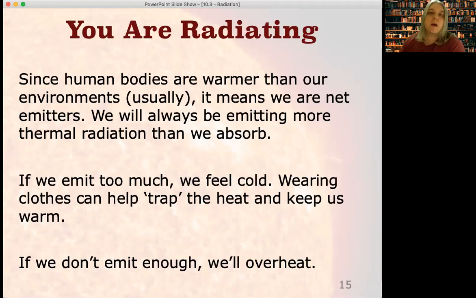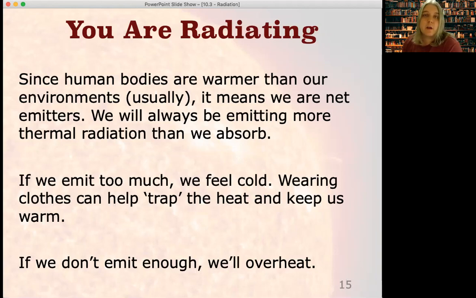If we emit too much, then we feel cold. Right? And if there's a big temperature difference between the environment and us, then that net heat flow rate will increase and we'll lose lots of energy and we'll get cold. So we'll put clothes on or we'll turn a heater on to warm up the environment. So we've got ways to try and minimize that temperature difference.